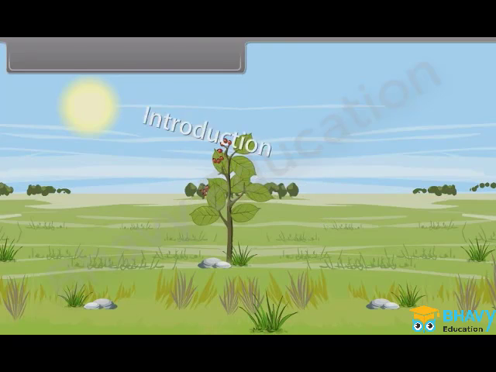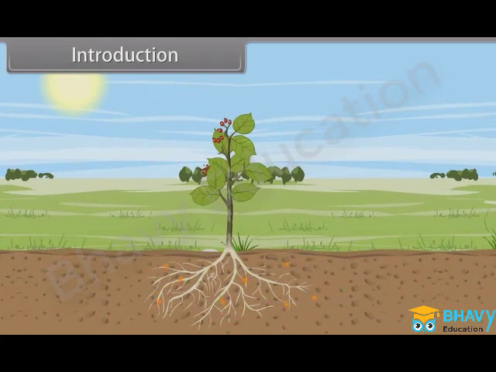Introduction. Hey kids, we have learned so many things about plants. Now we are going to learn about mineral nutrients for growth and development and for performing other essential activities of a plant. A plant takes most of the nutrients required for metabolic and other activities from the soil.